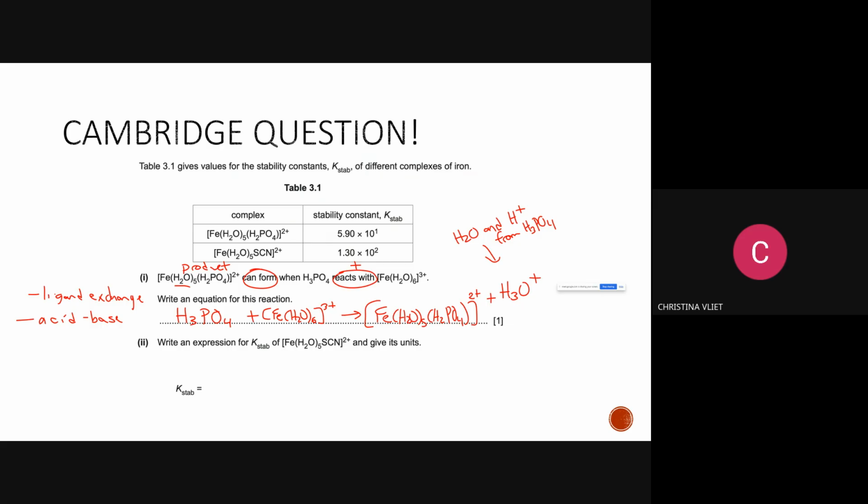A lot of you did end up getting that correct on the quarterly. Not everybody got right the other part, the conjugate acid and the conjugate base that follows, but most people got the definition right. All right, so write an expression for K stab for this and give its units.